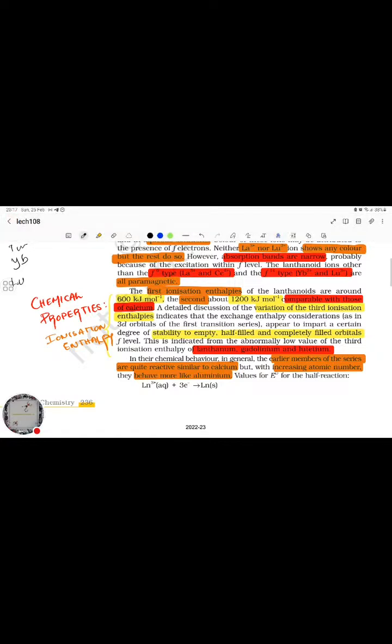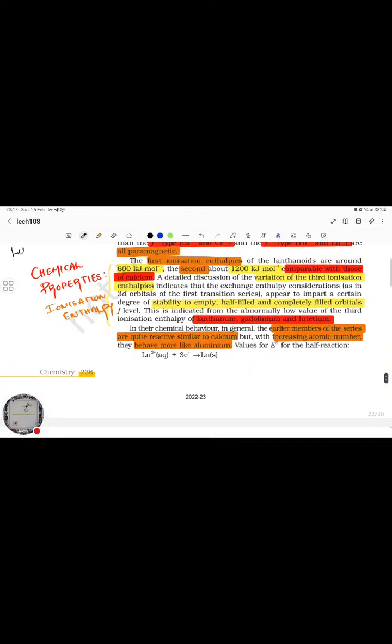Moving on, the first ionization enthalpies of the lanthanides are around 600 kilojoules per mole. I'm going to talk about the chemical properties. The first ionization enthalpy ranges around 600 and the second about 1200, comparable with those of calcium. A detailed discussion of the variation of the third ionization enthalpy indicates that exchange enthalpy considerations appear to impart a certain degree of stability to the empty, half-filled and completely filled orbitals. This is indicated from the abnormally low value of the third ionization enthalpy of lanthanum, gadolinium and lutetium.